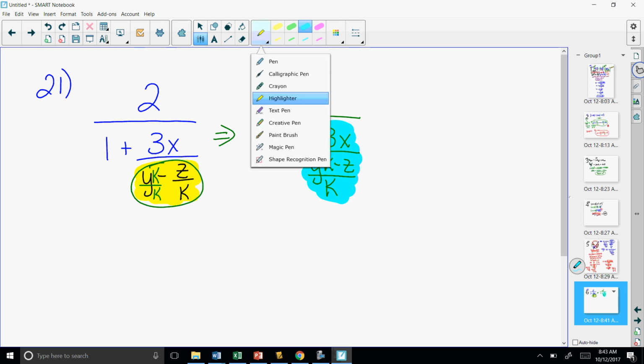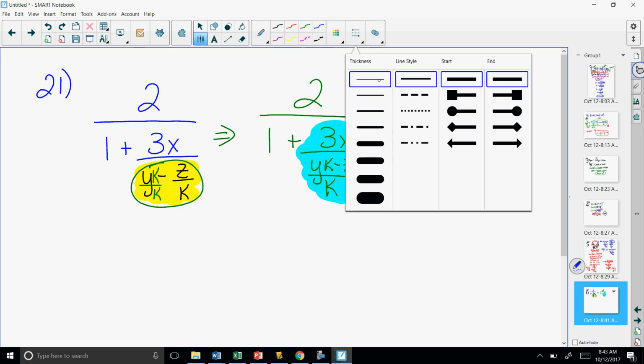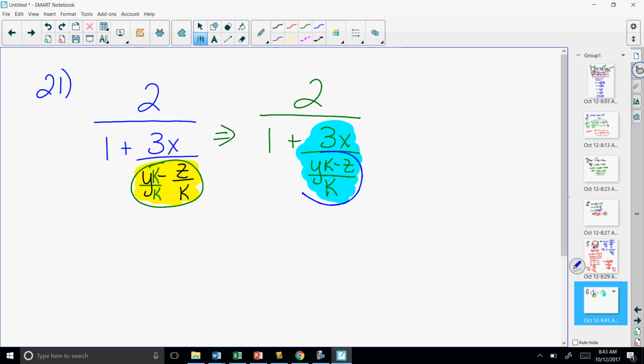So as we look at that, this piece right here, what if I flip and multiply that? So what I want to do is take 3x, which would be over 1, and multiply that by k over yk minus z. What do you get when you multiply those? 3xk over yk minus z. The k's do not cancel in y because it's not in z. It's not in all of the terms.